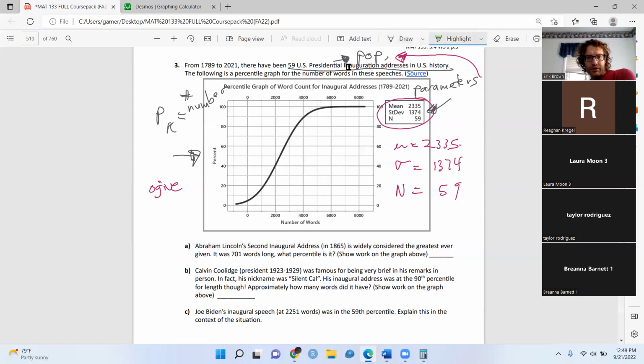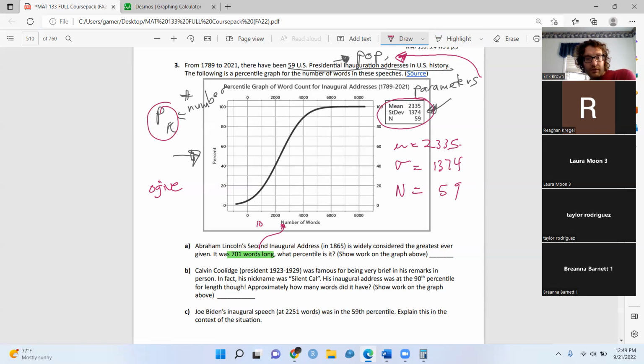Okay, so then we're told here Abraham Lincoln's second inaugural address, delivered in 1865, is widely considered the greatest ever given. Doesn't matter. We don't need any of that information. It was 700 words long. Notice that corresponds to an x-axis. What we're trying to find is the y-axis value.